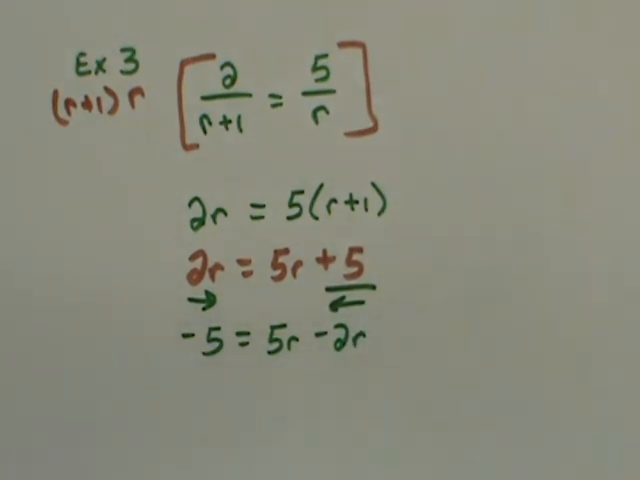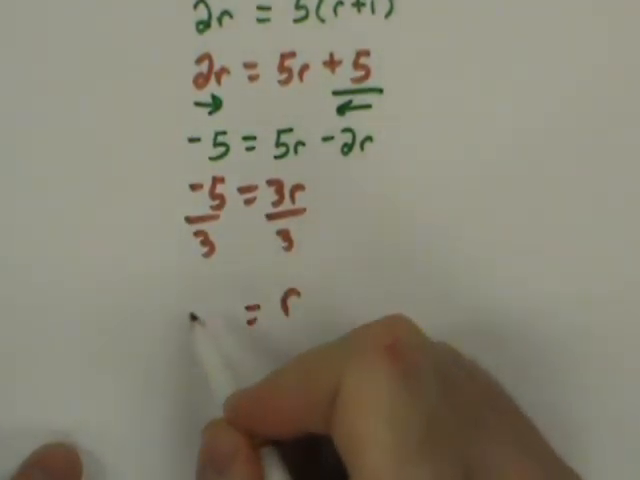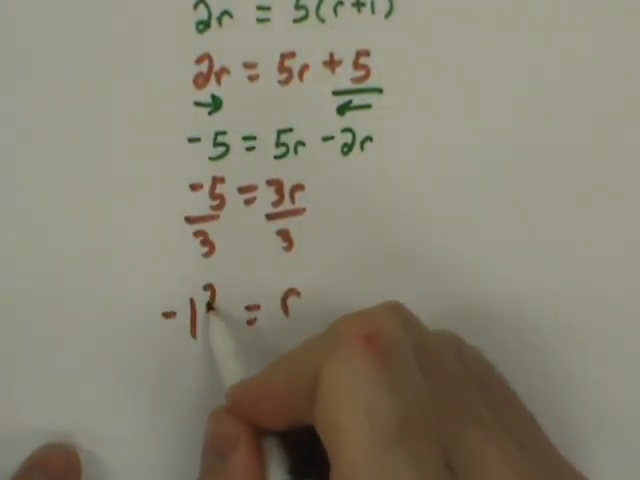5r take away 2r is 3r. Negative 5 equals 3r. Divide each side by 3, and voila, I get this nice answer of r equaling negative 1 2/3.